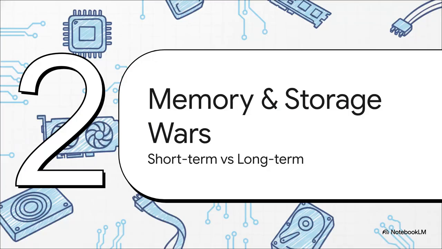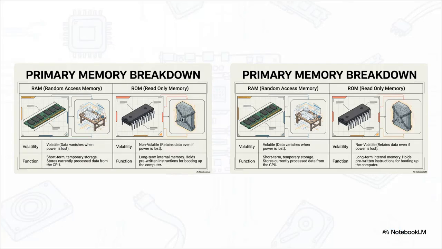Section 4. Memory and storage wars. Short-term versus long-term. Now, if the CPU is the brain processing thoughts, we really need to differentiate between its short-term processing space and its long-term memory. We've got RAM on one side and ROM on the other. RAM stands for Random Access Memory. It's your volatile short-term storage. It holds the data the CPU is currently processing, but here's the catch. When the power goes out, poof, all that data vanishes instantly. ROM, on the other hand, is read-only memory. It's non-volatile. Even if you pull the plug, ROM securely holds onto its data. It's absolutely vital because it contains the permanent pre-written boot-up instructions from the manufacturer that actually wake the computer up.